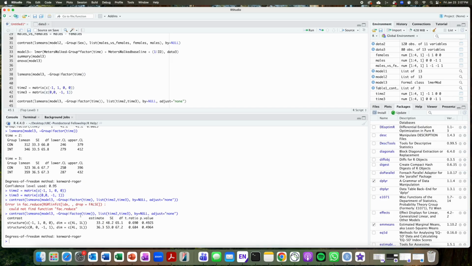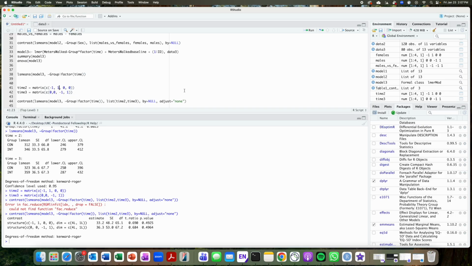And then, as we can see here, we now have our effects at time 2 and our effects at time 3. So for our effects at time point 2, we would see 346 minus 312, so that's about 34. And then for time point 3, same thing. 359 minus 323 is about 36, and so we can see that those are the two differences. And again, we're just looking at the two different time points. So this is how we would do it: we just need to create individual matrices.